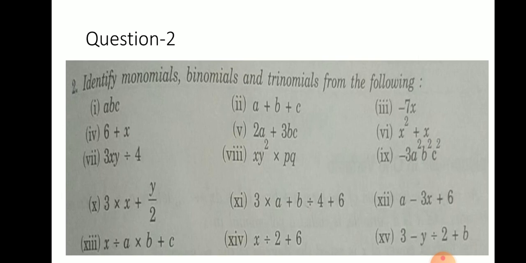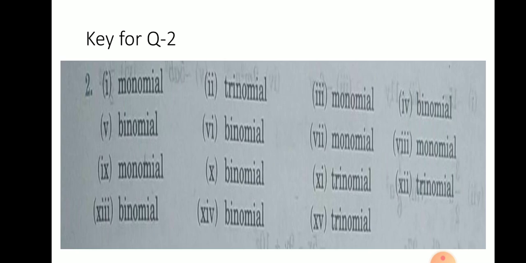Understood? So these answers are given here. The key for question number 2, you can observe in the second question from first bit to 15th, all are given: monomial, trinomial, monomial, binomial, like that. So after writing all those answers, you can verify here. This is the key for question number 2, right? Now let us see the third question.